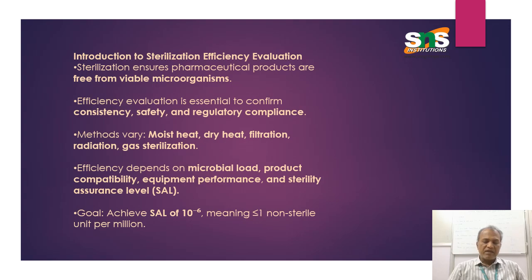Another area is equipment performance, how it performs, how it gives proper sterilization. Next, sterility assurance level, that's nothing but SAL. Whether it gives proper assurance of sterility as per regulatory compliance. Next, what is the goal? The main goal of sterilization efficiency is to achieve a sterility assurance level, SAL, of 10 to the power of minus 6, meaning less than or equal to 1 non-sterile unit per million.